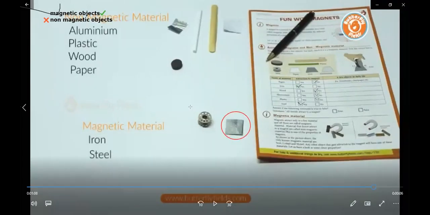Iron and steel are magnetic objects. They are magnetic materials. While paper, wood, plastic, aluminum are non-magnetic things. They are non-magnetic materials. And if you can see, look at this. This is the aluminum. The aluminum is a metal, but it's not attracted by magnets. So not all metals are attracted by magnets. Clear?